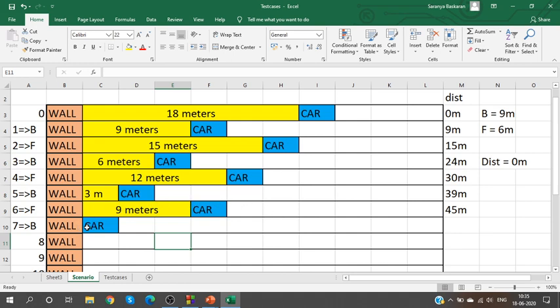After traveling how many meters? 9 meters. So initially the distance was 45. Now if we travel 9 meters, answer will be 54 meter. Is it clear? So now the car has hit the wall. What did they ask us in the question? Time taken by the car to hit the wall. Yes? Okay. Look at the data I have here.